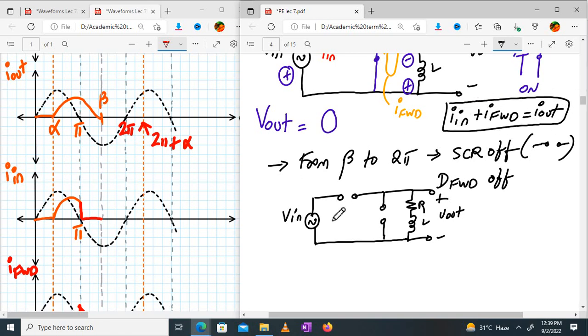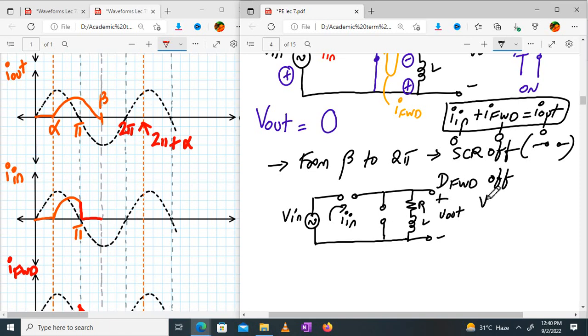So now, in this loop, what is my I in? It is 0, right? It is an open circuit. This is 0. What is my output? The output current, the load current, is also 0. So the diode current should also be 0. So whenever the current flowing through the diode is 0, it is off. Right? That's why it is off.